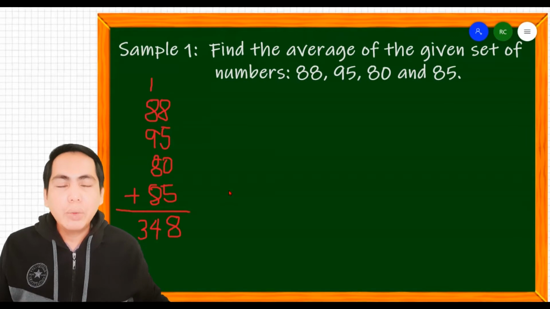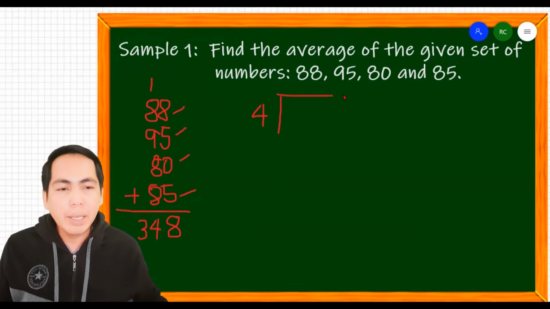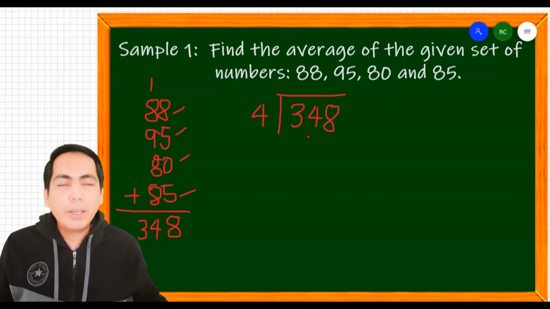So after that, we are going to count how many numbers we added. 1, 2, 3, 4. There are 4 numbers that we added, and this 4 will serve as our divisor. And our dividend is the sum, which is 348. So 3 divided by 4 cannot be, so we have to use the first 2 digits, 3 and 4, to give us 34. So 34 divided by 4, you have 8.